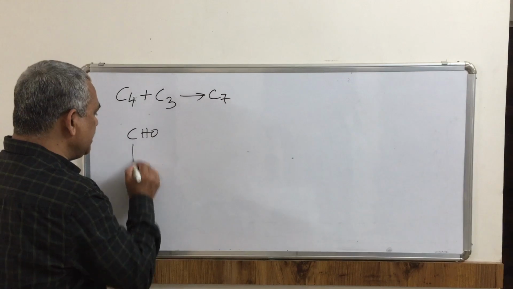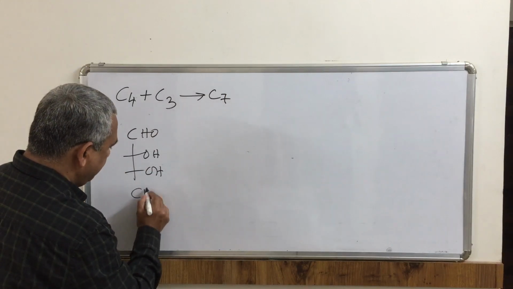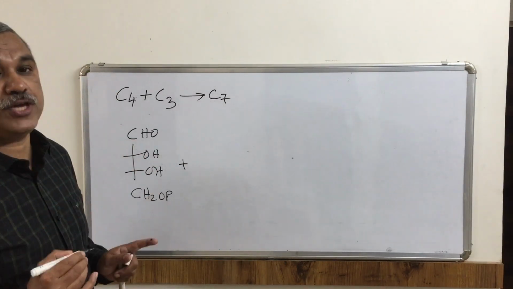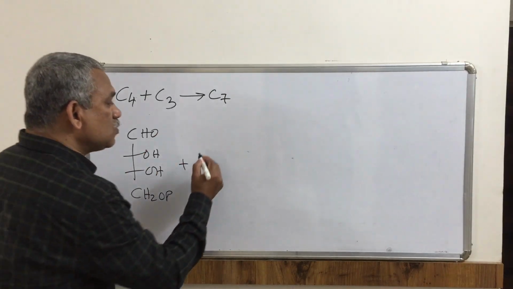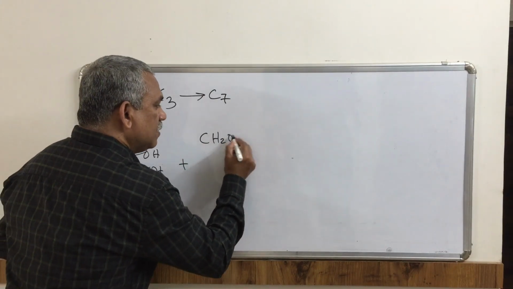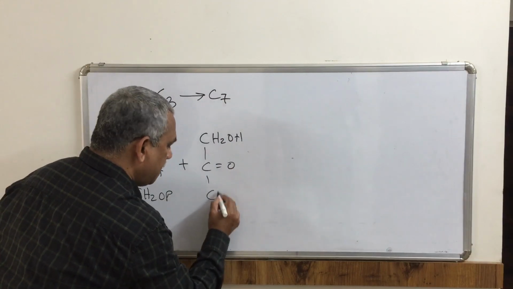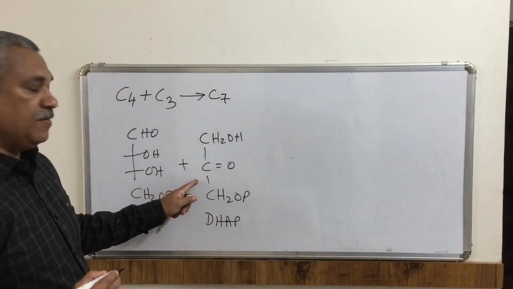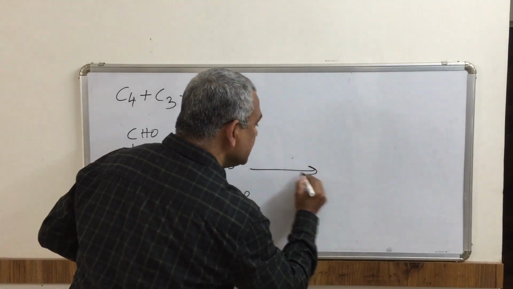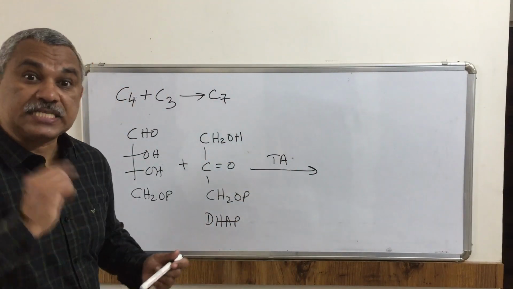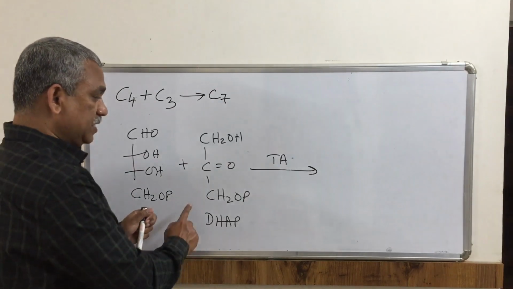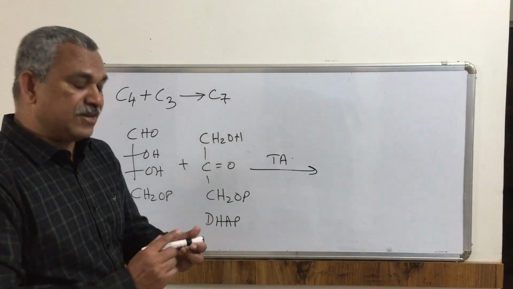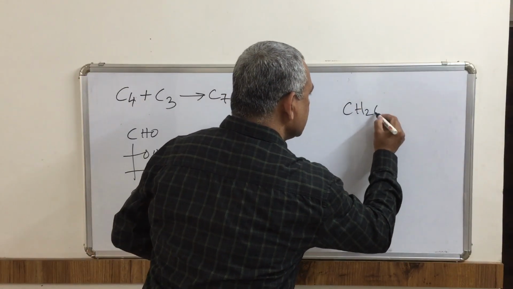So erythrose 4-phosphate plus, since it is an aldose, the next molecule should be a ketose. The 3-carbon ketose that we have is dihydroxyacetone phosphate, and they will join together with the help of the enzyme transaldolase. Remember, transaldolase will transfer a 3-carbon unit, and they will join together in order to form a 7-carbon unit, and the 7-carbon unit is this.